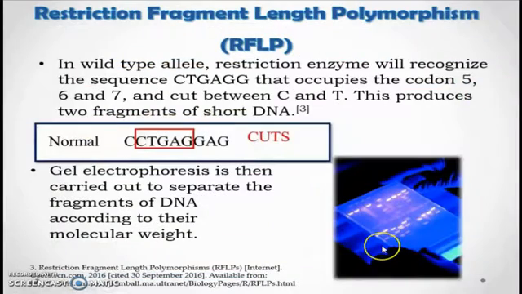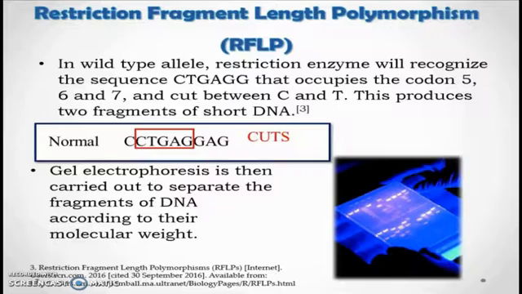This substitution changes the GAG codon to the GTG codon, which results in the replacement of a glutamic acid by valine. In the wild type allele, the restriction enzyme recognizes the sequence CTGAGG that occupies codons 5, 6, and 7 and will cut between the C and T. This will produce two fragments of short DNA.